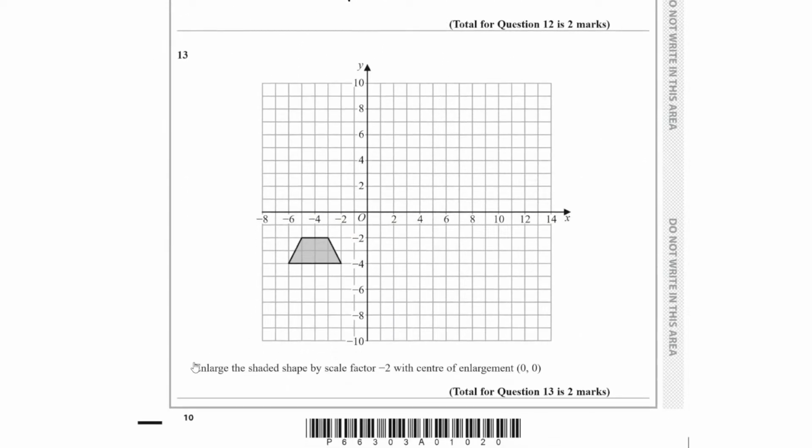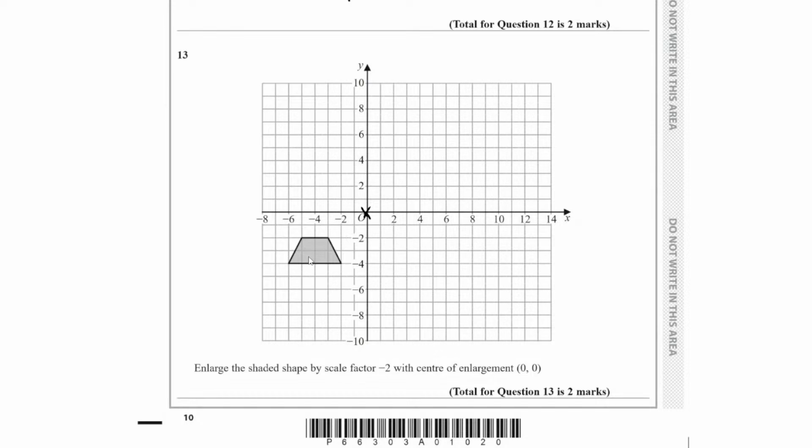Question 13, we've been asked to enlarge the shaded shape by the scale factor -2 with the centre of enlargement 0, 0. So mark your centre of enlargement first. Now, in higher tier, when they ask you to enlarge a shape, a lot of the time it is a negative scale factor, isn't it? That's quite common. Not only is the shape going to be twice as big and twice as far away from the centre of enlargement, but the negative means that it inverts itself.